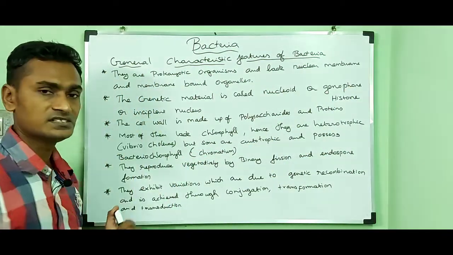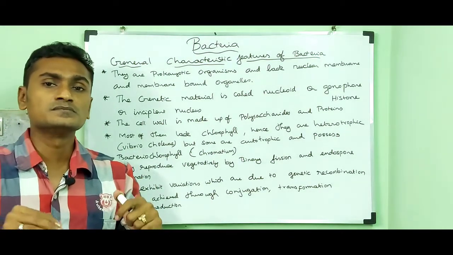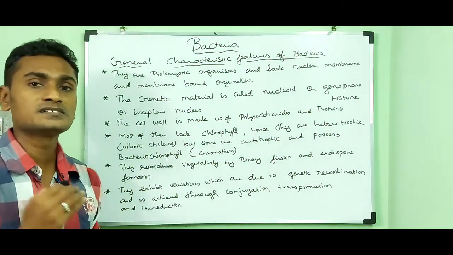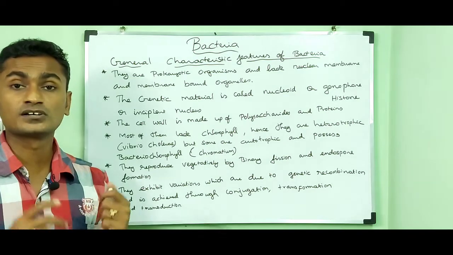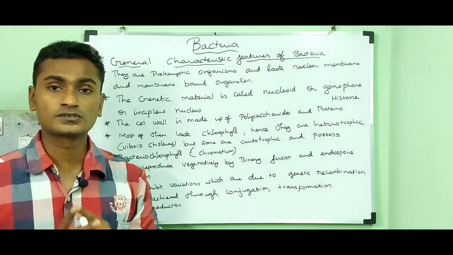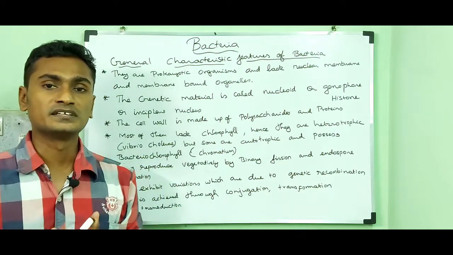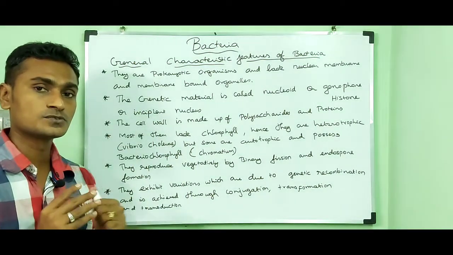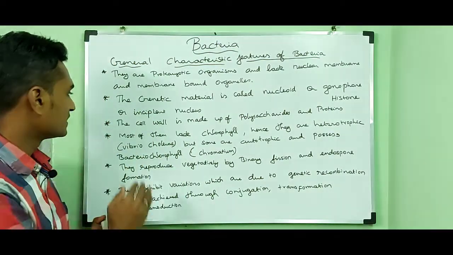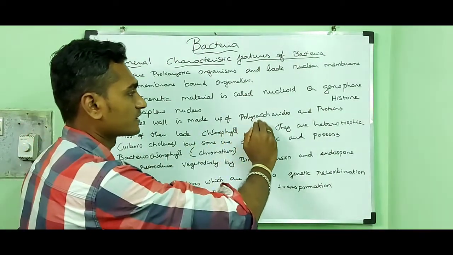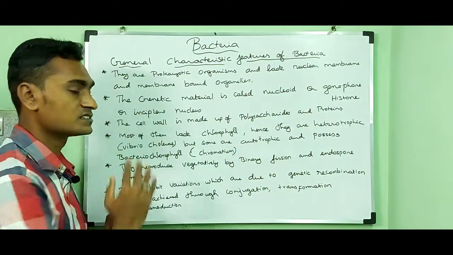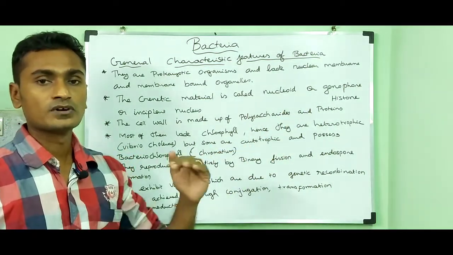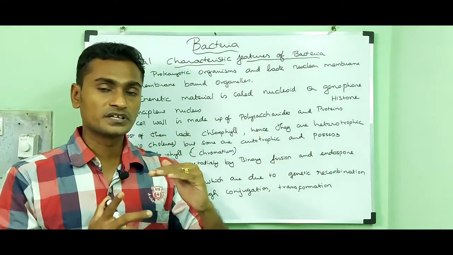Then incipient nucleus. Incipient nucleus means an immature nucleus. They are immature nuclei and they have an additional structure of chromosome that is called plasmids. I already told you plasmids are otherwise called extra chromosomal material. So in addition to circular DNA, it contains extra chromosomal material called plasmid. Then the cell wall is made up of polysaccharides and proteins. That means the cell wall is made up of peptidoglycan and mucopeptide protein.